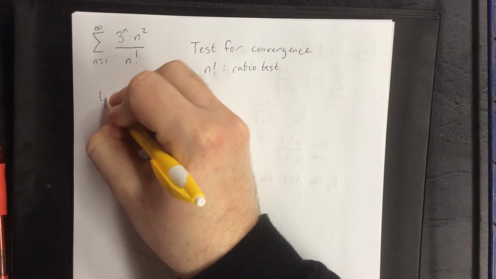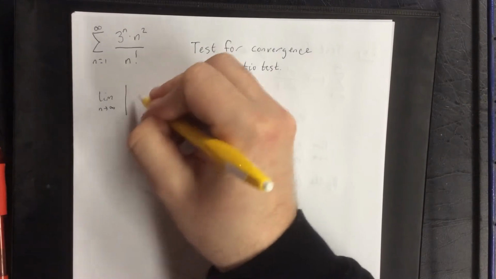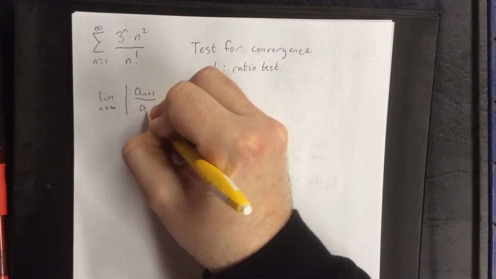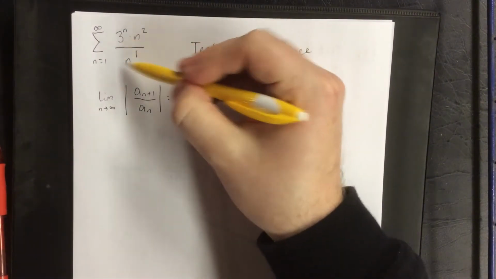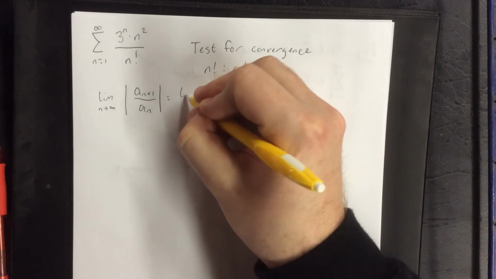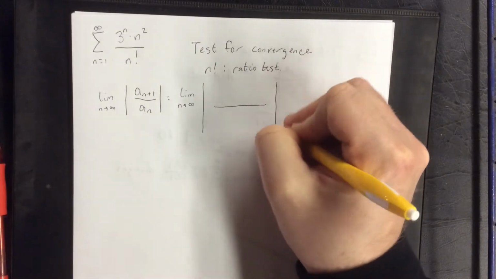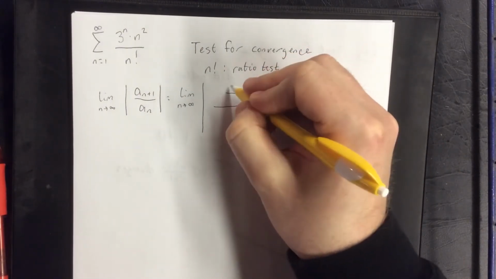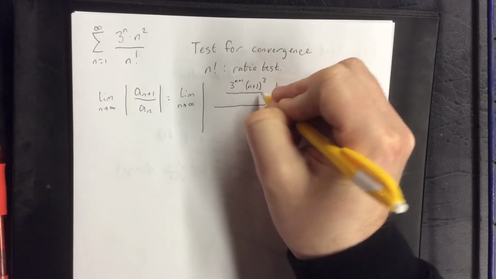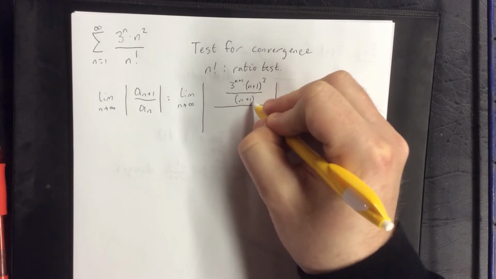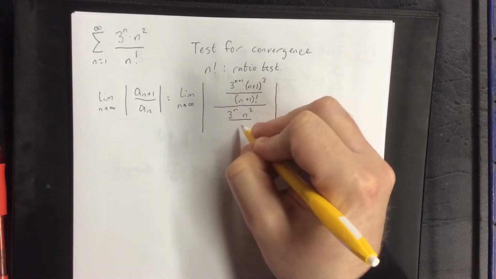So for the ratio test, we are supposed to set up the limit as n goes to infinity of the absolute value of the n plus 1th term over the nth term. So with that in mind, I'm going to take this expression, replace all of my n's with an n plus 1, and that's going to be my new numerator. Oh yeah, this is going to be a big one. So we will have 3 raised to the n plus 1 power times n plus 1 quantity squared over n plus 1 factorial, all over the original expression, just leaving the n's alone.